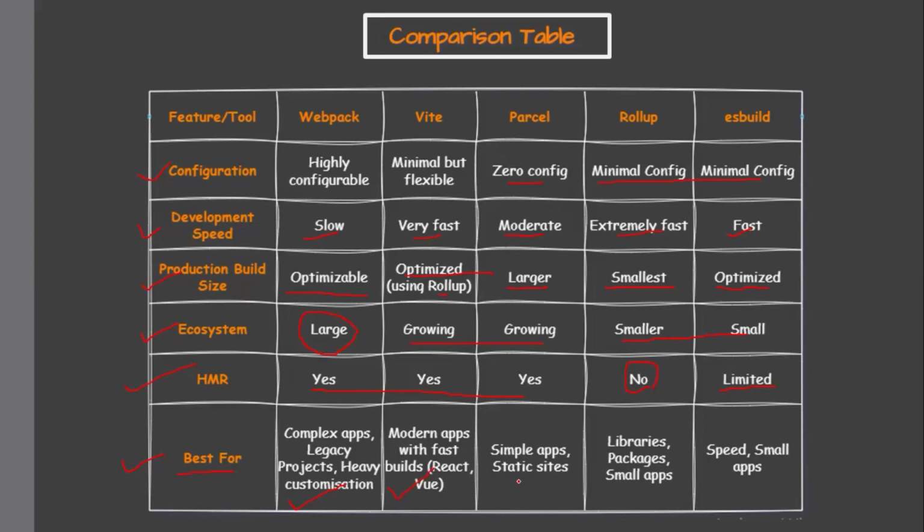Then Parcel is more suitable for simple and static web applications. Rollup is more suitable for libraries, packages, or smaller applications. And ESBuild is more suitable when we are considering speed or smaller applications. I think this is all about the popular module bundlers in 2025.